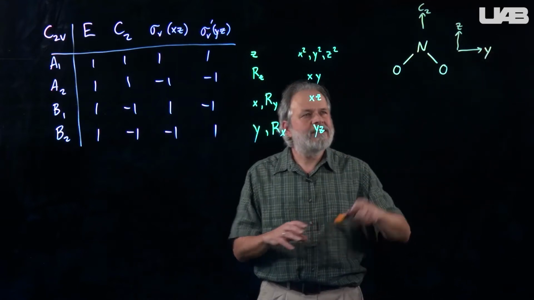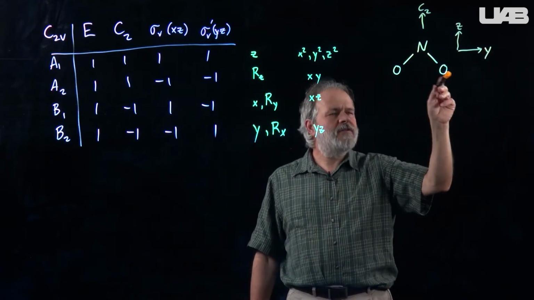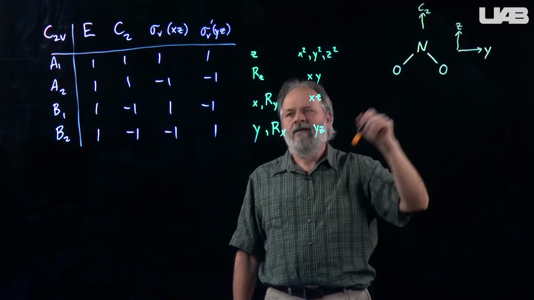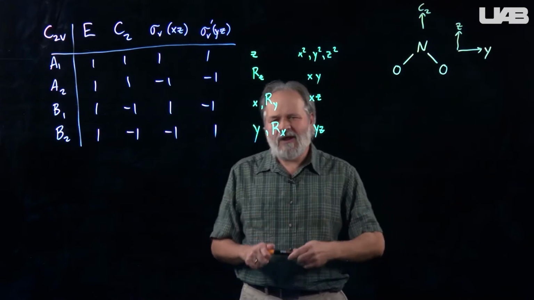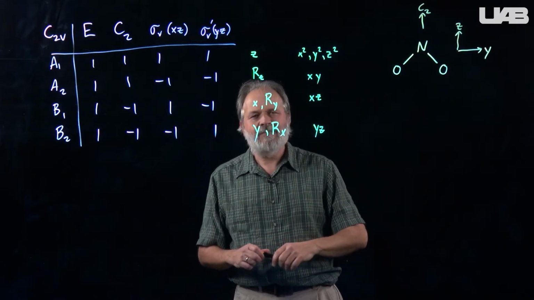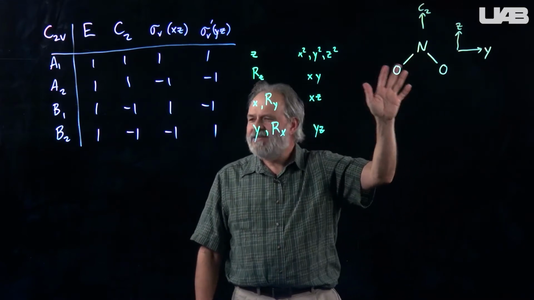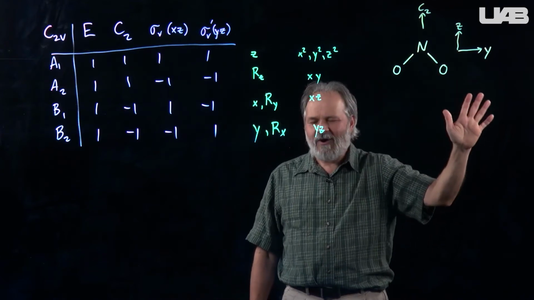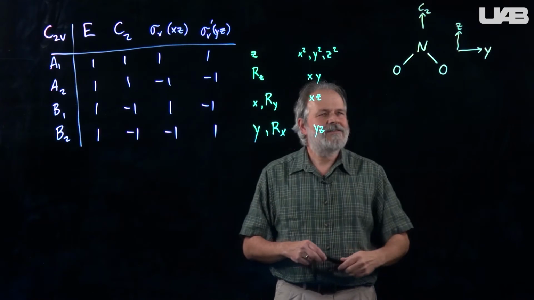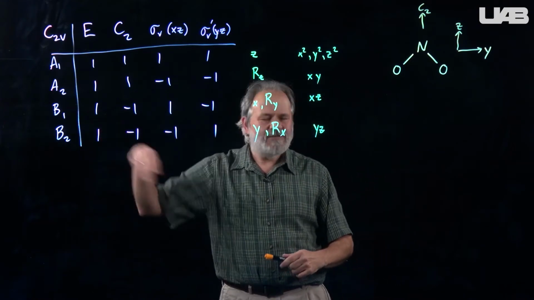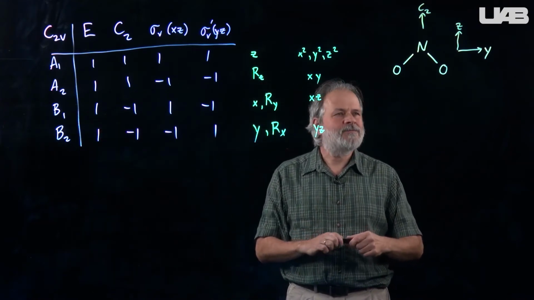It turns out you actually get different answers if you put the molecule in the XZ plane or the YZ plane. That will affect the labels B1 and B2, which will change. This is a real problem in the research literature. If somebody uses C2V point group symmetry, they put it in the YZ plane, somebody else puts it in the XZ plane. There's a lot of confusion about these two entries in the character table.